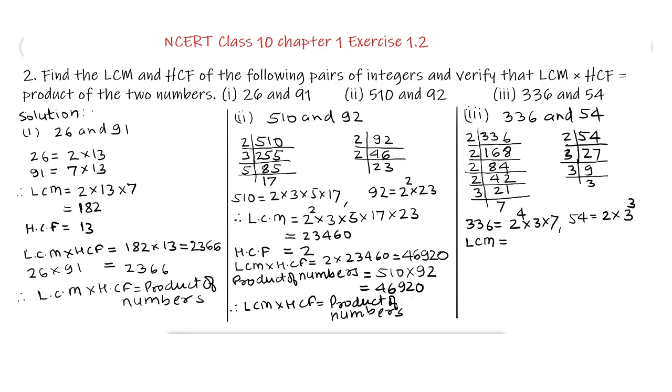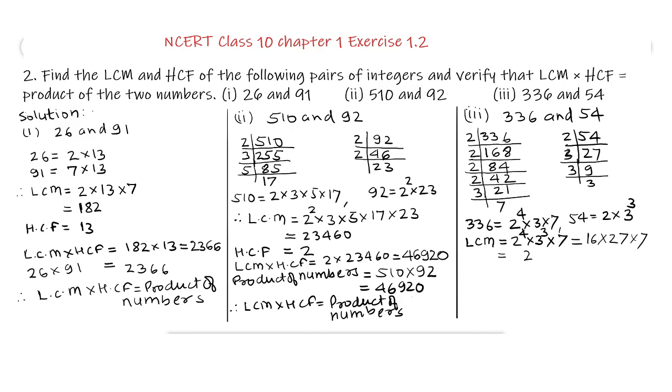LCM equal to highest power of all the factors. So this is equal to 2 to the power 4 into 3 to the power 3 multiplied by 7. 2 to the power 4 equal to 16. 3 to the power 3 is 27 and 7. So this gives us 16 multiplied by 27 multiplied by 7. If we multiply 16 by 27, 16 times 7 is 112.